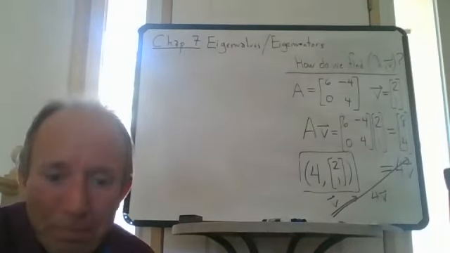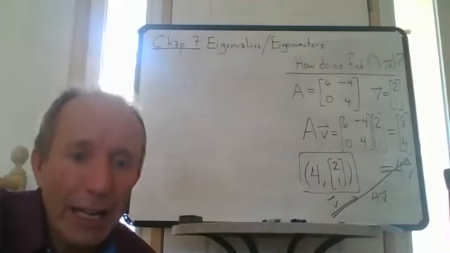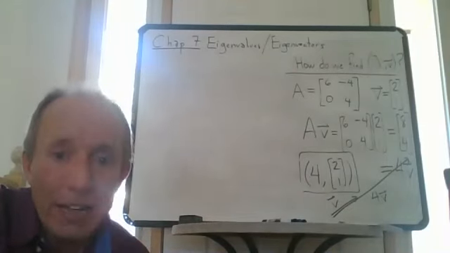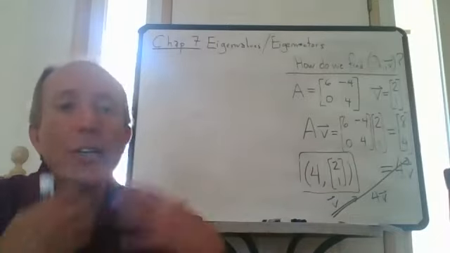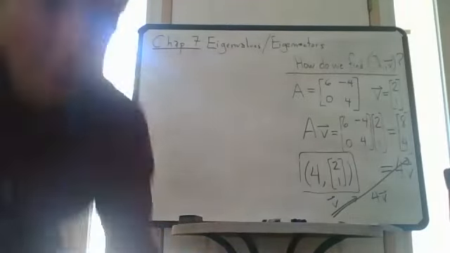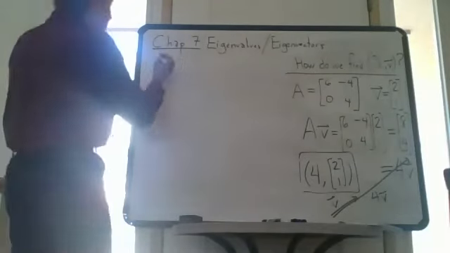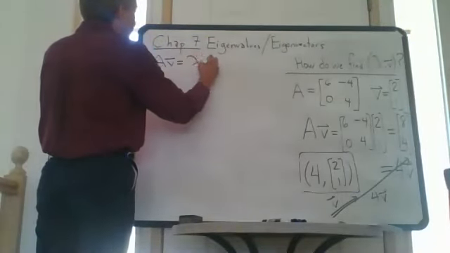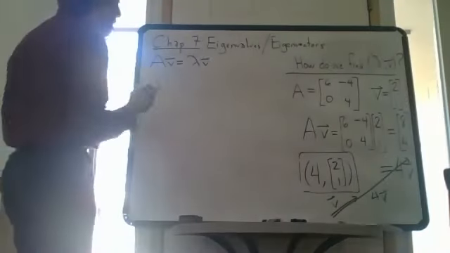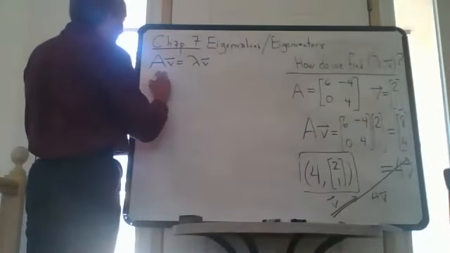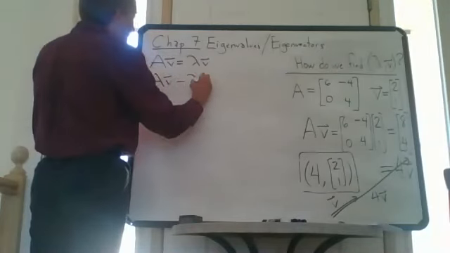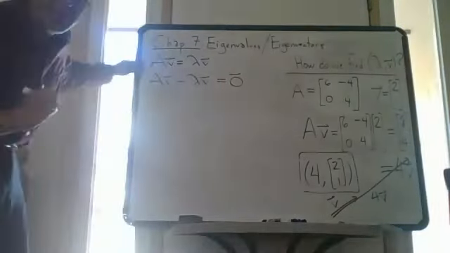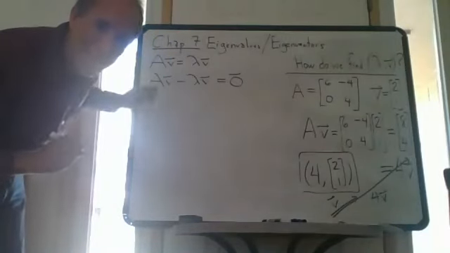All right, so I'm going to talk about how we actually find the eigenvalues and eigenvectors if they are not just handed to us. Okay, so here's what we're going to do. We're going to take that original equation, AV equals lambda V, and I'm going to subtract everything to the left side. I'm going to do a series of steps over here on the left side of my board.